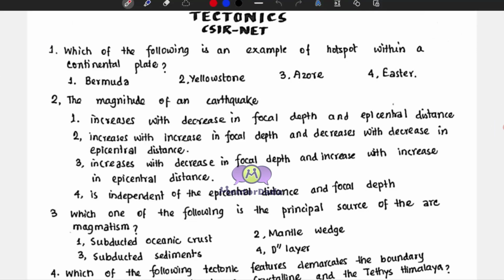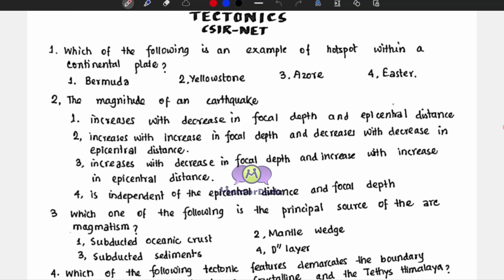Today I am going to discuss the tectonics part from your CSIR NET. I have assembled some questions from your previous year's question papers, mainly from 2014 to 2019, and the rest of the part will be uploaded later. So now look at the first question.